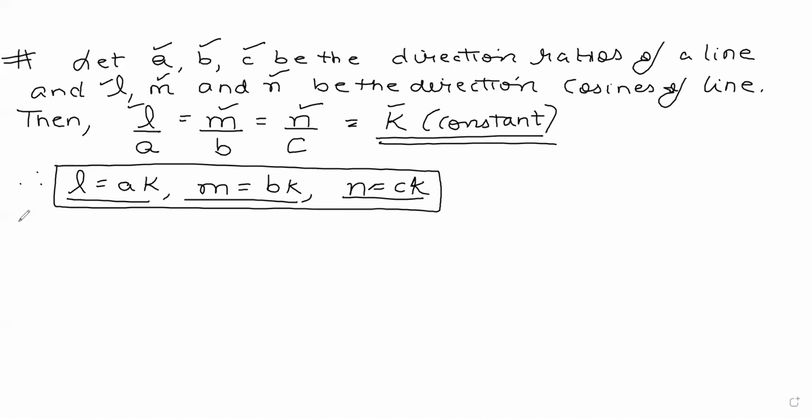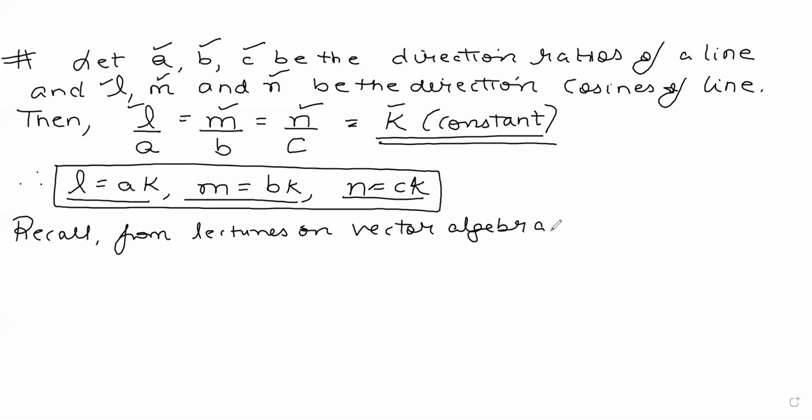And all students, recall from the lectures on vector algebra that the sum of the squares of the direction cosines is exactly equal to 1. That means L square plus M square plus N square is equal to 1. Now what is L square?